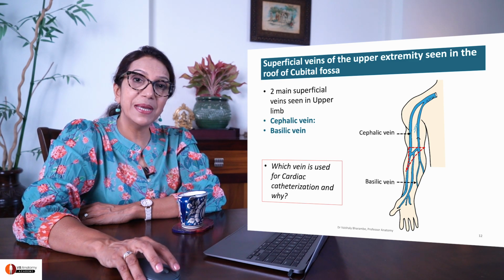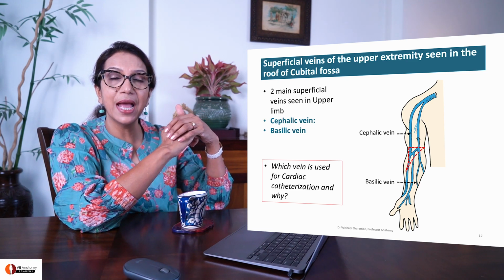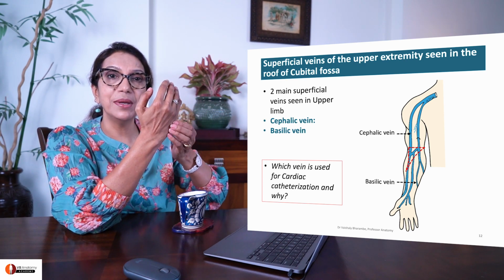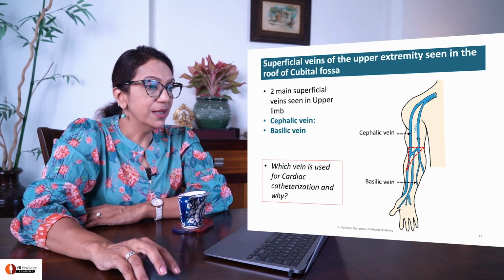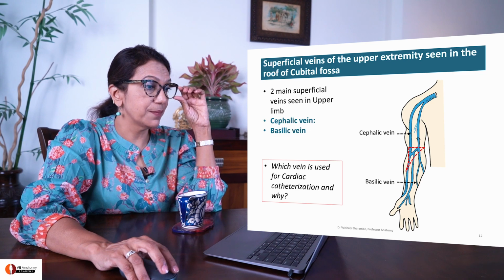The medial vein is called the basilic vein. You can see there's a dorsal venous arch on my hand. The lateral end of it continues as the cephalic vein. The medial end of it continues as the basilic vein. Okay, the red triangle is representative of the cubital fossa.